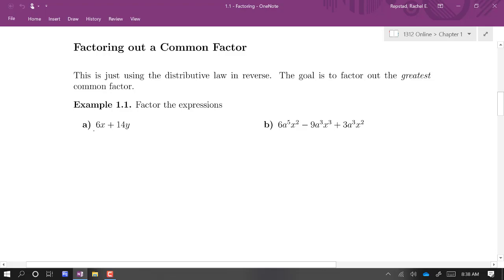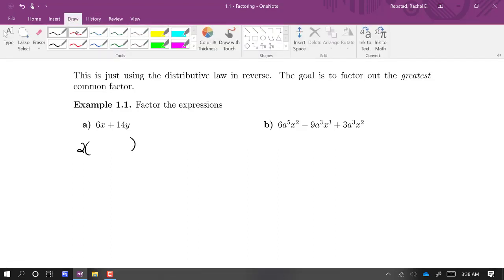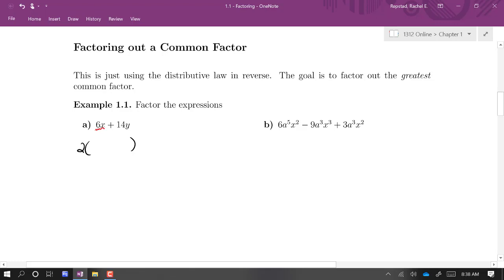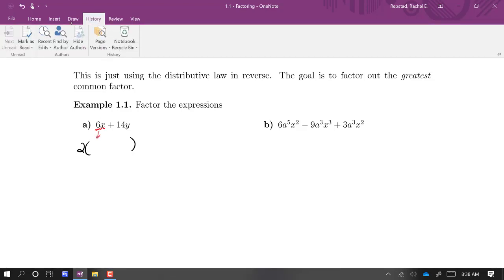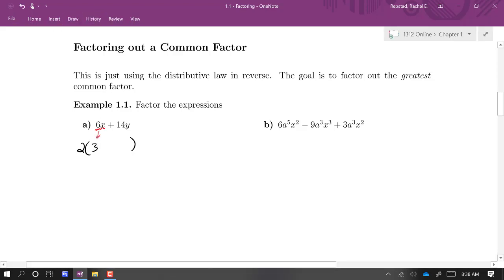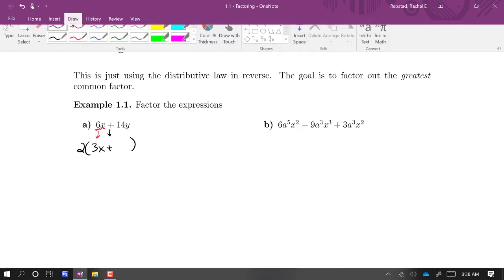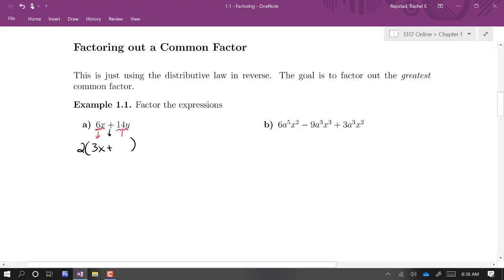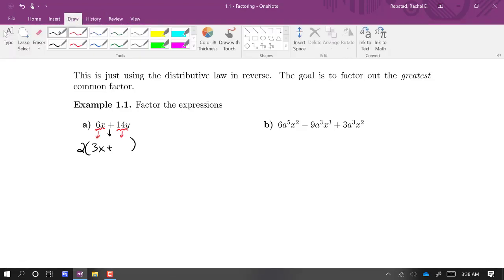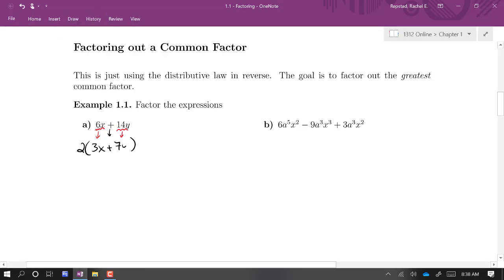So you identify that common factor, you factor it out, you take it out, you open up parentheses, and then you ask yourself, okay, what do I multiply by 2 to get 6x? And that is, of course, 3x. Bring down the plus. And then what do we multiply by 2 to get 14y? And that is 7y.